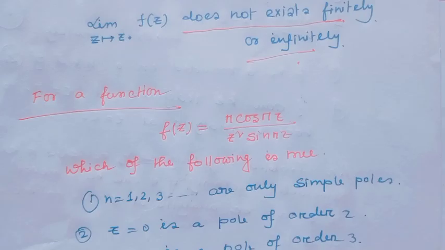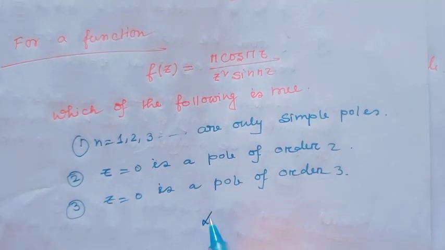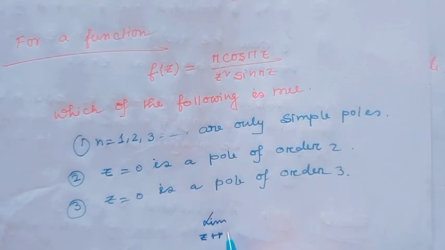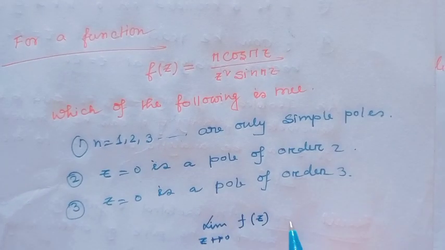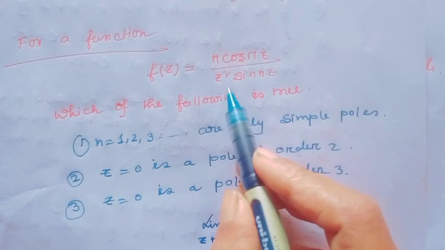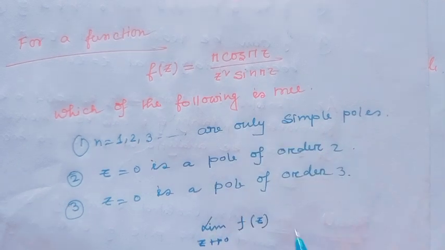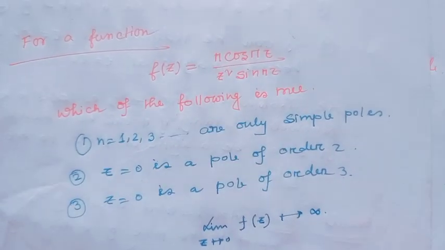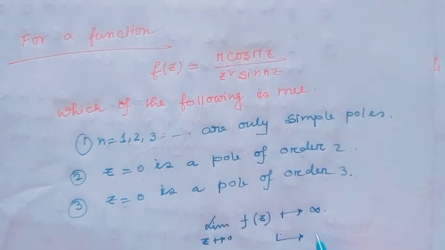For the function F(Z) equal to pi cos Z over Z square sin pi Z, which of the following are true? N equal to 1, 2, 3: simple pole; Z equal to 0 is a pole of order 2; and Z equal to 0 is a pole of order 3. Notice the limit as Z tends to 0 of F(Z) equals pi cos 0, which is 1, over Z square, which is 0, times sine, which tends to 0, so the limit is infinity. So this function has a pole.